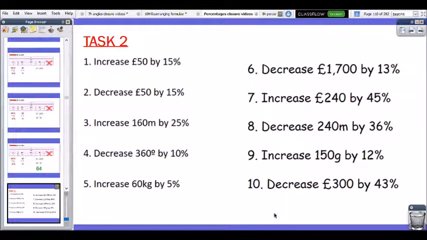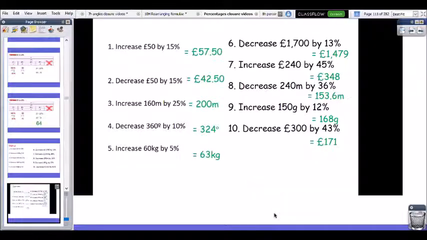Okay, so keeping that in mind, please could you find task 2 on your worksheet and work your way through those problems. And these are your solutions to task 2.